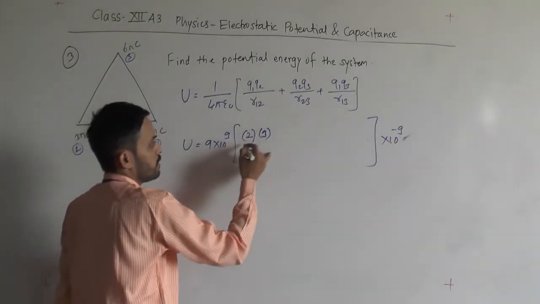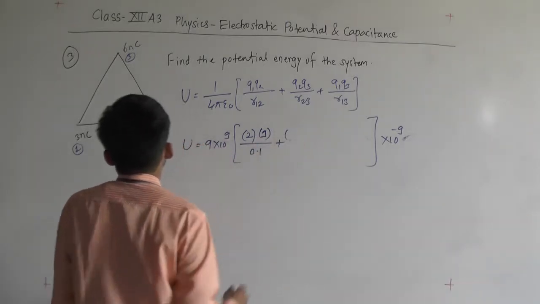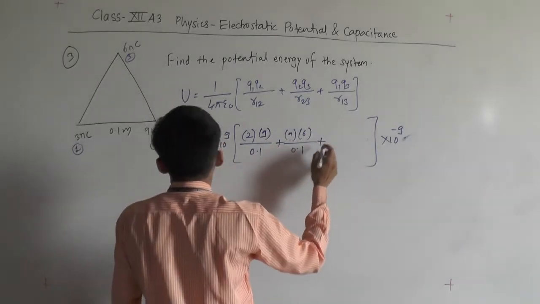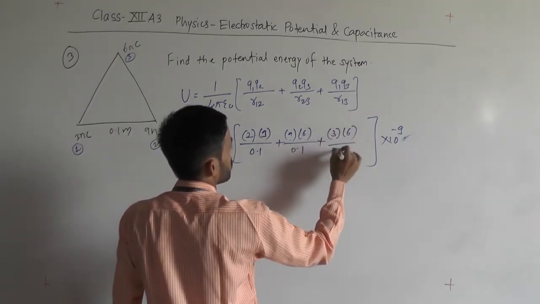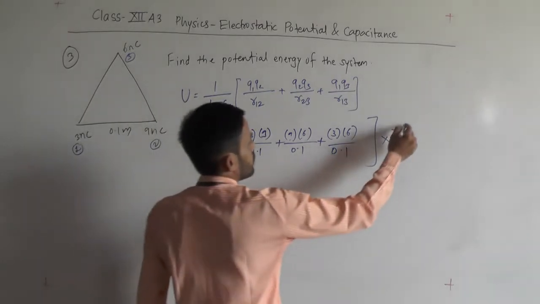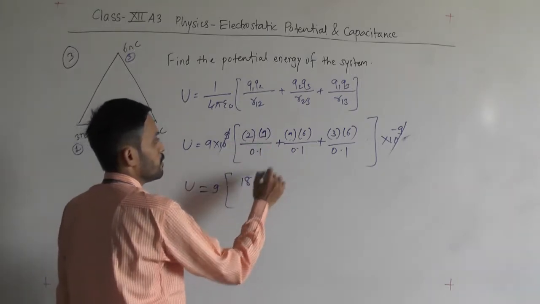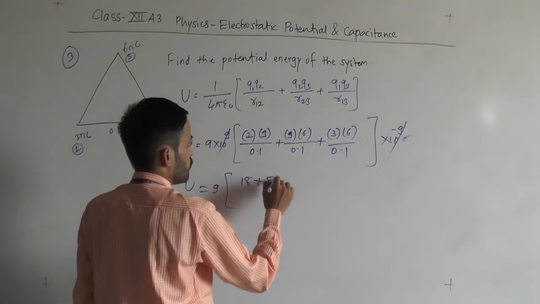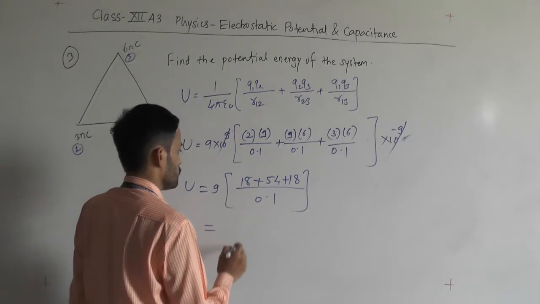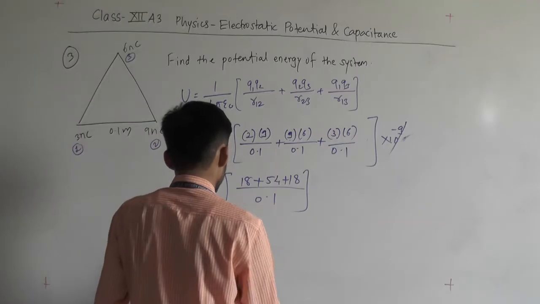Instead of multiplying each time, I will directly multiply. This is 0.1. Then Q2, Q3: 9 into 6 upon 0.1 plus 3 into 6 upon 0.1, and multiplied directly by 10 raised to minus 9. So this will be cancelled with minus 9. So U will be 9 into 9, that is 81, plus 9 into 6 is 54, 6 into 3 is 18, upon 0.1. 18, 18, 54. 36 plus 54.